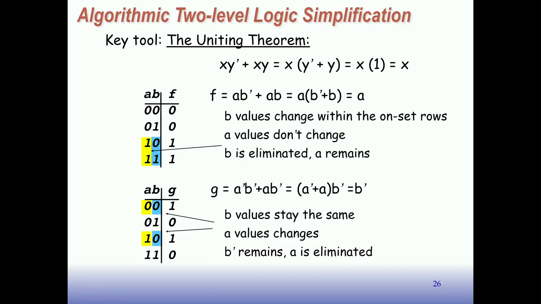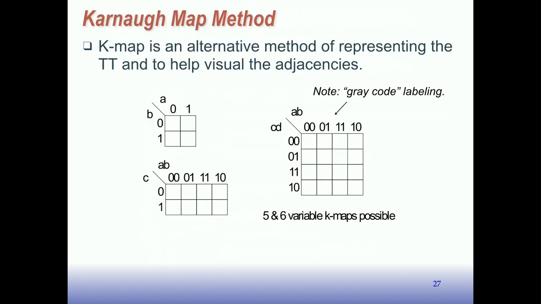Now we just need a more convenient way to visualize these so-called adjacencies, right? And this is what the Karnaugh map does. Karnaugh is the proper name of somebody who invented this. I don't know who he or she was, but I think it was probably 50 years ago or more. Probably much more than that, probably 70 years ago. Okay.